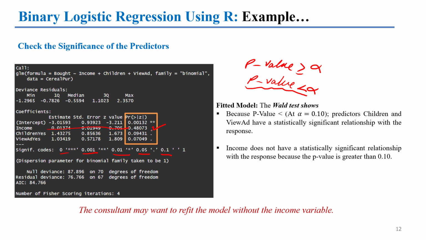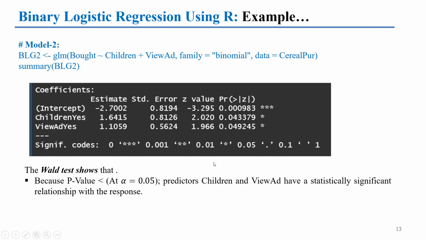So that means this income is not a significant factor, whereas the person who has the child, or the person who has viewed the ad, is a significant variable against the 10%. Okay, so as a consultant, what we need to do is refit this particular model.